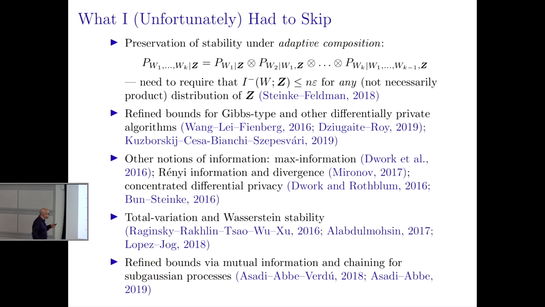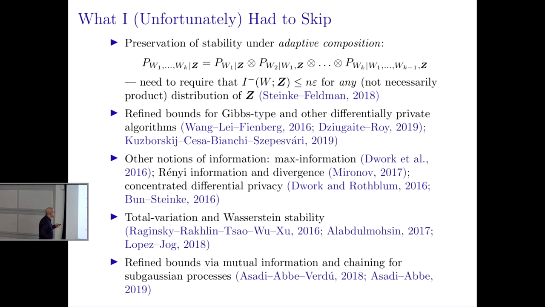Well, the thing is that each of the subsequent stages looks at not just the data set, but also at the outcome of the previous algorithm. So you can think about it as operating on a distribution that's no longer a product distribution. So what you want to do is impose stability now, not with respect to any product distribution of data, but essentially all possible joint distributions of Z. For example, the posterior distributions given the outcomes of the previous stages. That's no longer going to be a product distribution.